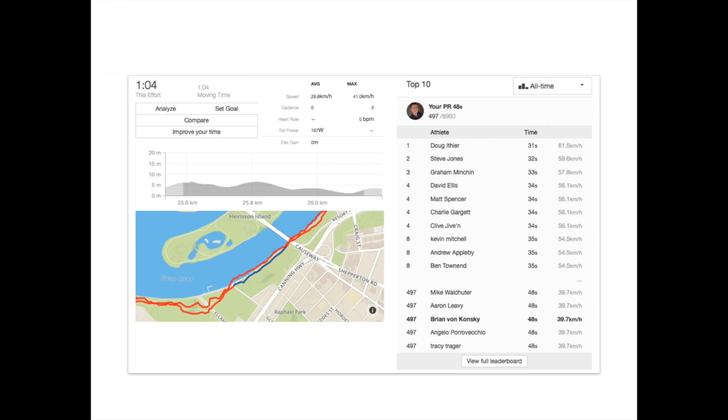For example, here is the leaderboard for one short segment along the bicycle path in the park opposite Henderson Island and the Causeway. Of the 8,960 Strava users who've ridden this segment, the fastest individual completed this segment in 31 seconds at a speed of 61.5 kilometers per hour at the time of this recording.